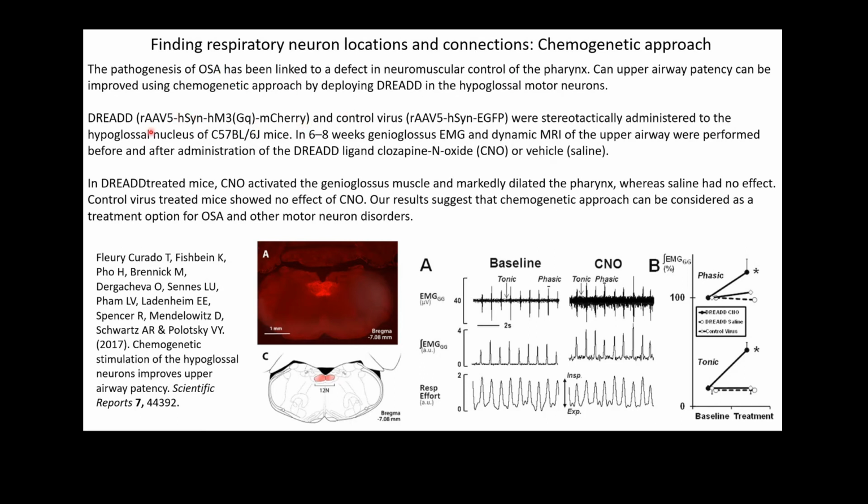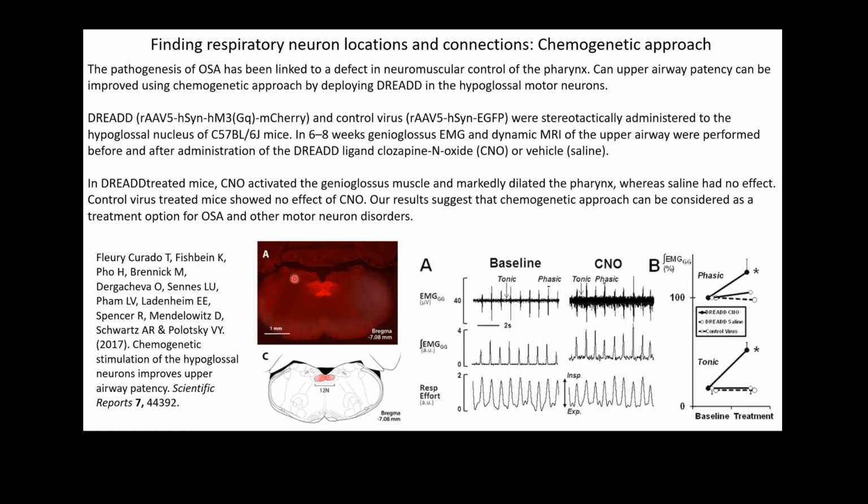So what they did is they took their DREADD and their control virus, administered it to the hypoglossal nucleus, let it be there for 6 weeks so that it can be incorporated into the hypoglossal motor neurons, and then you have the activating drug, and that was the CNO, clozapine N-oxide. So in the treated mice, that designer drug activated the genioglossal muscles. You could see that it dilated the pharynx, whereas saline had no effect at all, and control virus as well. So they thought that maybe this is a way that might be considered as a treatment option for OSA and other motor disorders. And here is the paper that describes it.